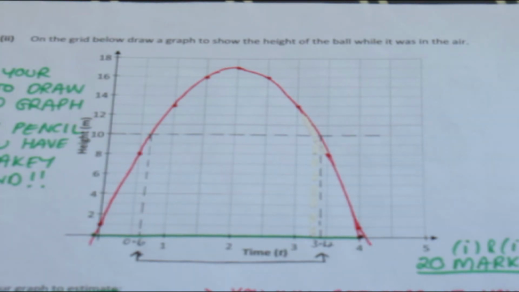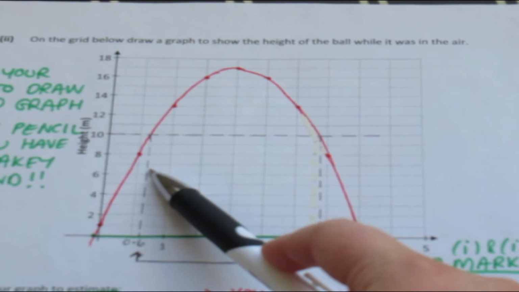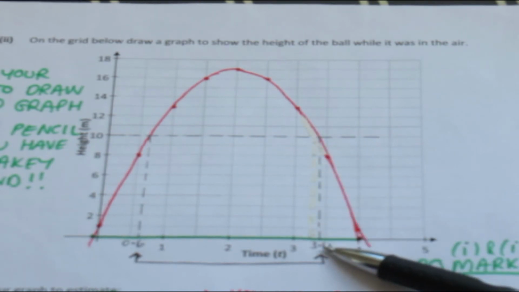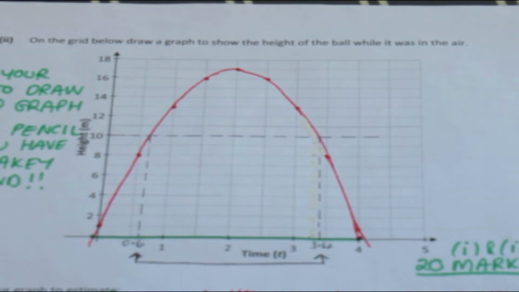I need to identify that part of the graph. You always use the x-axis to identify where something is happening on a graph. So I take my ruler and bring a dotted line right down here, and I appear to end up at 0.6. I do the same on this side. I bring my dotted line down and I look to be at the 3.4 mark. This is where drawing a nice smooth curve is really important, because the smoother and the more accurate your curve is, the more accurate these estimations will be.